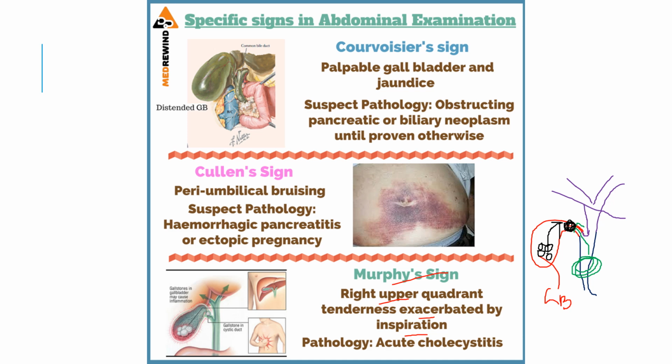There are two more signs here which we'll also discuss as we go along and discuss pancreatitis. I'll just say the names. One is Courvoisier sign, which means if there is a palpable gallbladder which is non-tender and obstructive jaundice, then the etiology is most likely to be malignancy until proven otherwise. It is very unlikely to be stone if it is a non-tender gallbladder with obstructive jaundice. The other, in hemorrhagic pancreatitis or ectopic pregnancy, is periumbilical bruising, which is the Cullen sign in hemorrhagic pancreatitis.